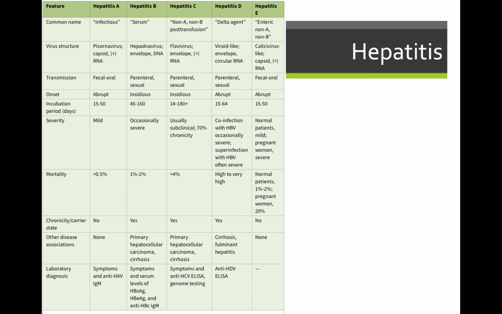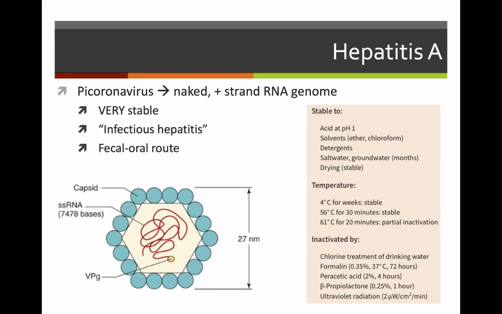So I'm not going to go over this chart right now, but it is here for your reference. It compares the 5 major hepatitis viruses that we'll talk about. Instead, we're going to actually talk about the 5 major types of hepatitis viruses as we go through the next slides. So the first one we'll talk about is hepatitis A.